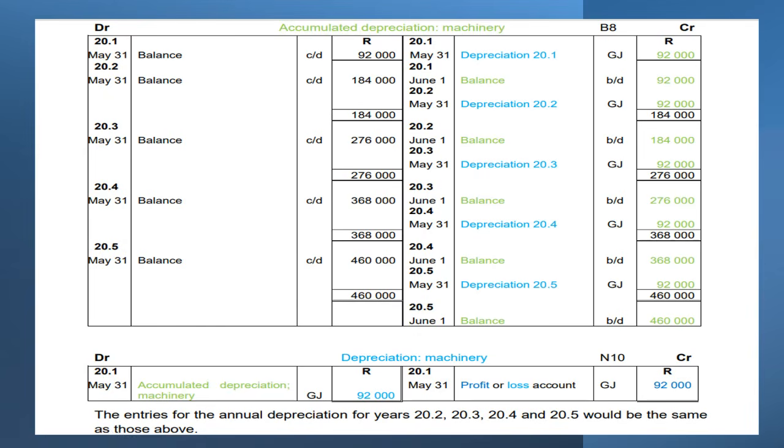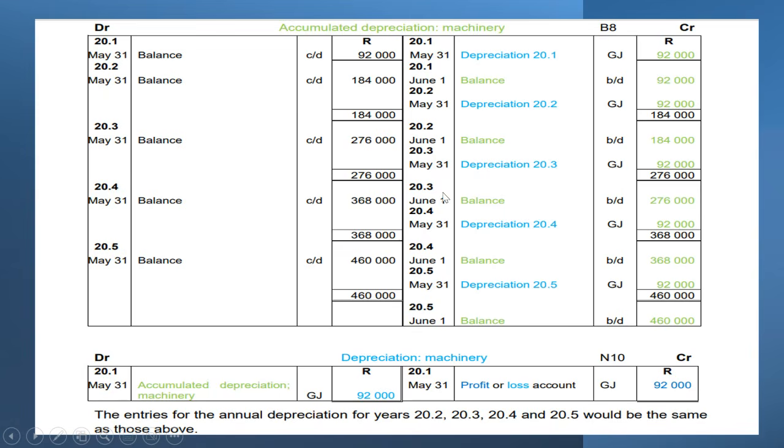We also need to take into account the new depreciation for year 20.3, which was the same as 92,000 rand. If you add 184,000 rand plus 92, you get 276,000 rand. But what do you have on your debit side? You don't have anything. But we need to make sure that both these sides are equal. So we take the highest. The highest here is 276,000. You will also have 276,000 on your debit side. But here you will have a balance carried down, which is 276.